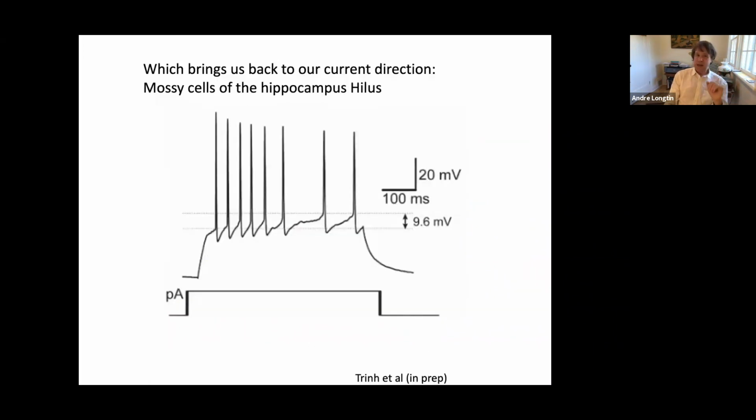Which just brings us back to our current direction, which is really about mossy cells in the hippocampus, hilus, in mice actually, where you have this adaptation process on timescales of half a second. We're trying to figure out how this helps in path integration with behavioral experiments as well as experimental electrophysiology, to find out what the representation is in this part of the hippocampus.